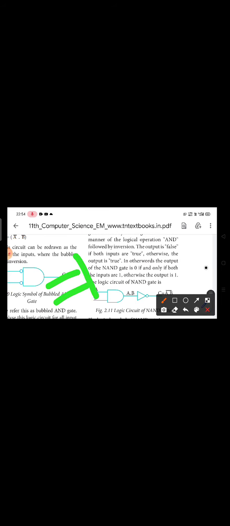So in simplification format you can draw like this: D symbol, then a bubble, then a line. This is the same interchangeable diagram you can use. This is the simplification diagram, and this is the elaborated diagram. They will draw them separately, but below you will see the simplification. Then the logical equation is A dot B the whole bar.